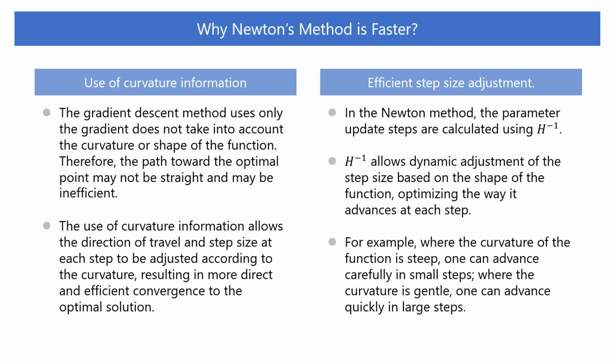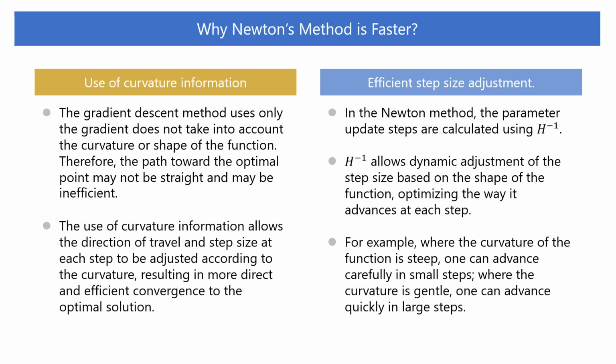The reasons why Newton's method converges faster than the gradient descent method are the following. The first is the use of curvature information. The gradient descent method uses only the gradient of the function to determine the direction of the next step. This method advances in the direction indicated by the gradient with a constant step size, but does not take into account the curvature or shape of the function. As a result, the path toward the optimal point may not be straight and may be inefficient.